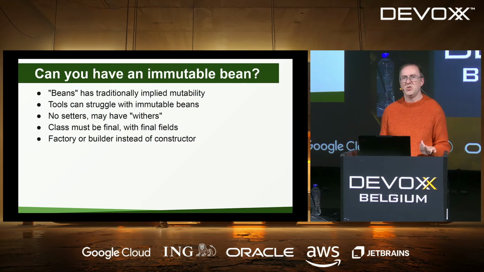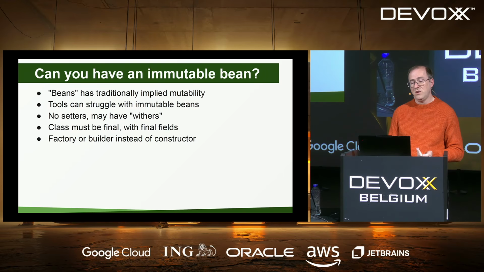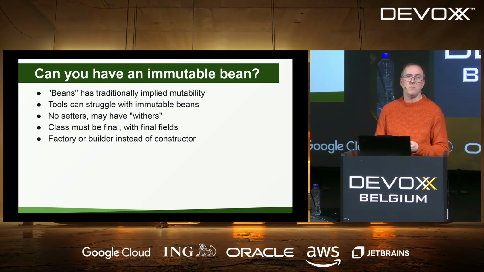Can you have an immutable bean? I mean, the answer to this is obviously yes, because there's no such thing as a bean spec, right? So of course you can have an immutable bean, because bean doesn't really mean anything. But beans have traditionally implied mutability. And sometimes tools have struggled, perhaps less so now, but they have on occasion struggled with immutable beans. Perhaps instead of setters, you might have withers. Tools generally don't understand withers. Classes usually have to be final, with final fields, and you've probably got a factory method or a builder.